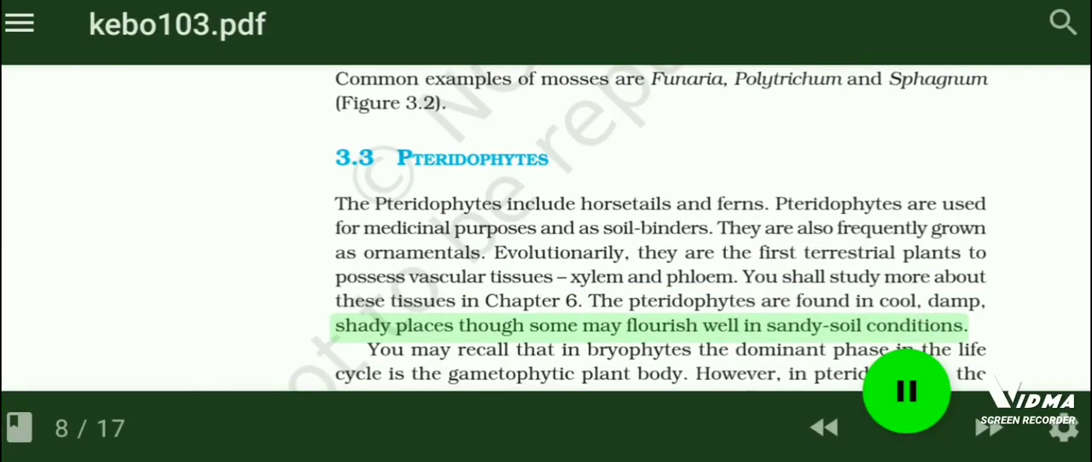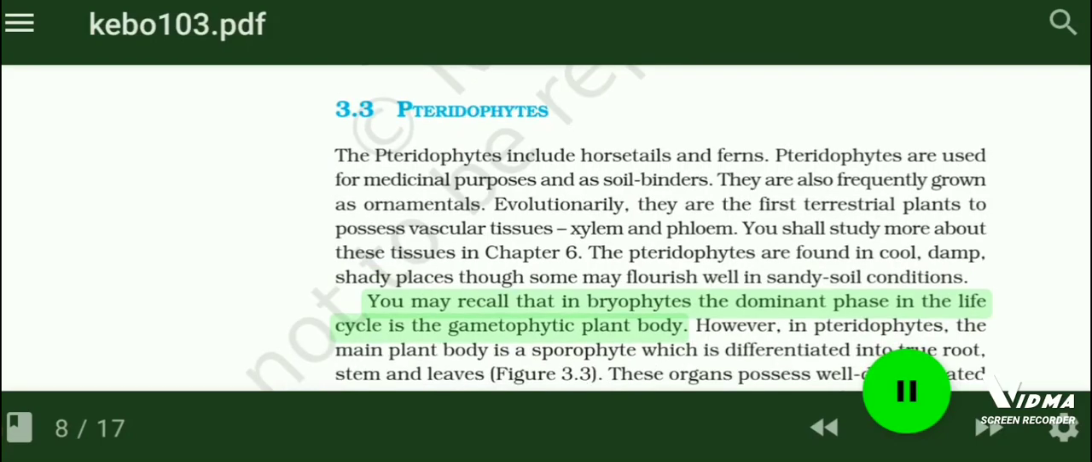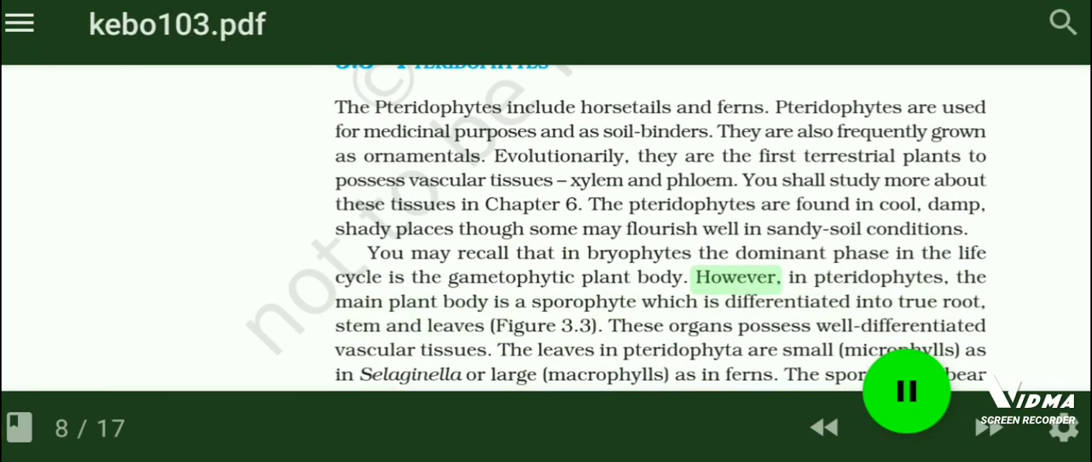Pteridophytes. The pteridophytes include horsetails and ferns. Pteridophytes are used for medicinal purposes and as soil binders. They are also frequently grown as ornamentals. Evolutionarily, they are the first terrestrial plants to possess vascular tissues, xylem and phloem.